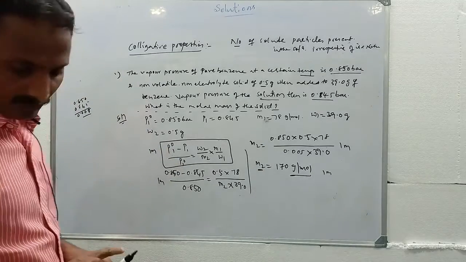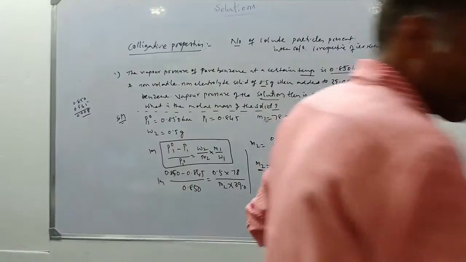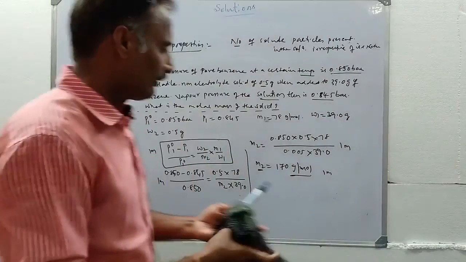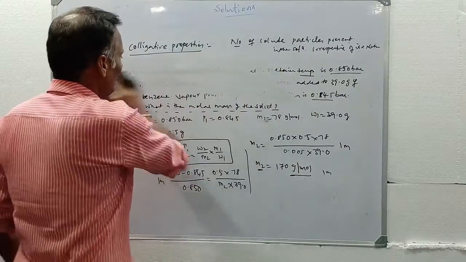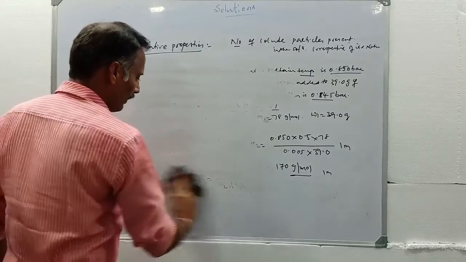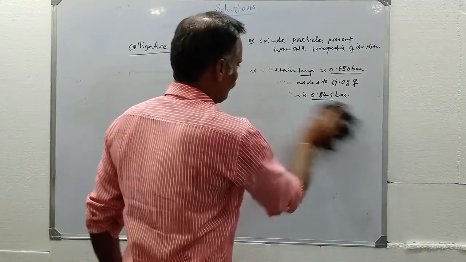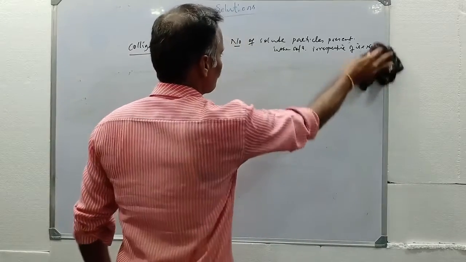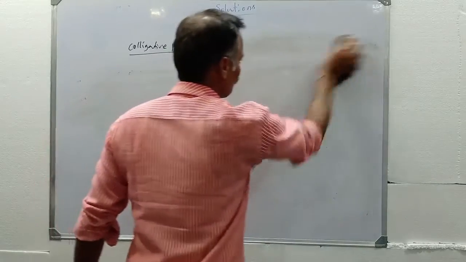Then after this, you go for one more colligative property, that is elevation of boiling point. Elevation of boiling point of what? Elevation of boiling point of solution. The solution boiling point is greater when compared to the pure solvent.